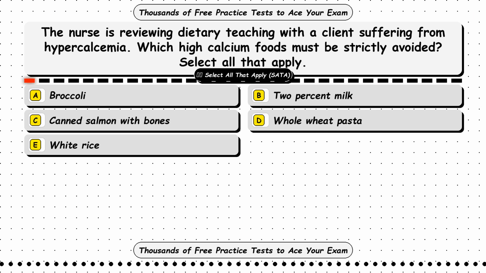Question 73. The nurse is reviewing dietary teaching with a client suffering from hypercalcemia. Which high-calcium foods must be strictly avoided? Select all that apply. Option A, broccoli. Option B, 2% milk. Option C, canned salmon with bones. Option D, whole wheat pasta. Option E, white rice.